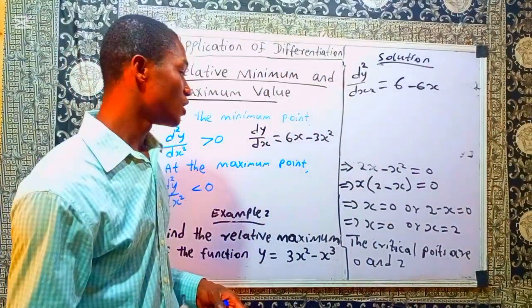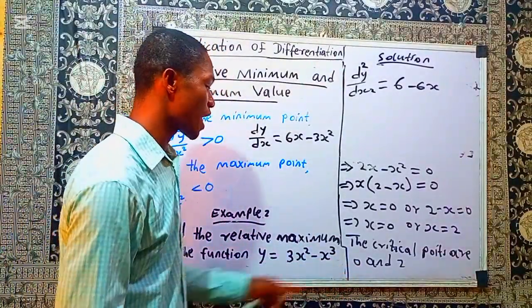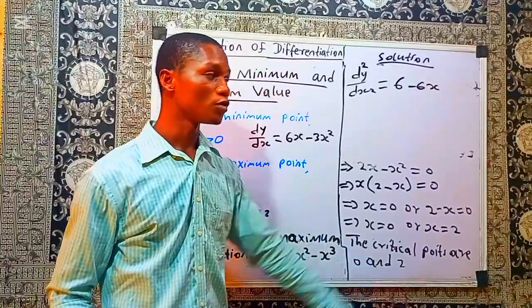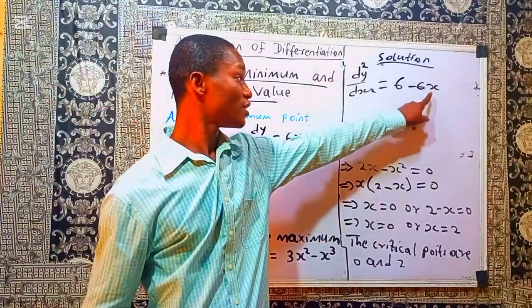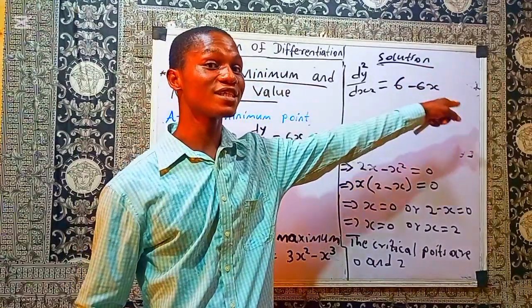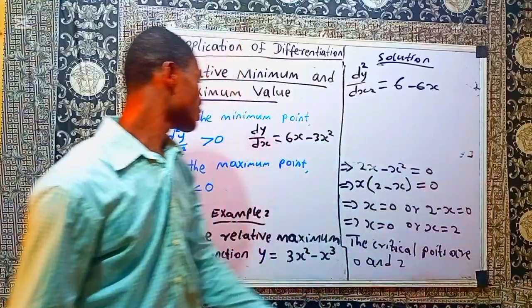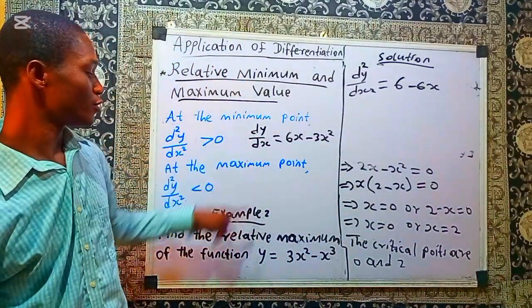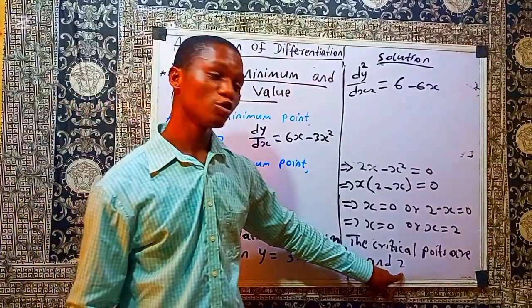What's the next thing? You test the point, right? So we have 0 and what? 2. So of course, if you put x for 0 here, this term will become what? 0. Remaining 6. You are going to get something greater than what? 0, because 6 is greater than 0. So this will give us a minimum, but we are not looking for a minimum, we are looking for the relative maximum. So we are going to use what?